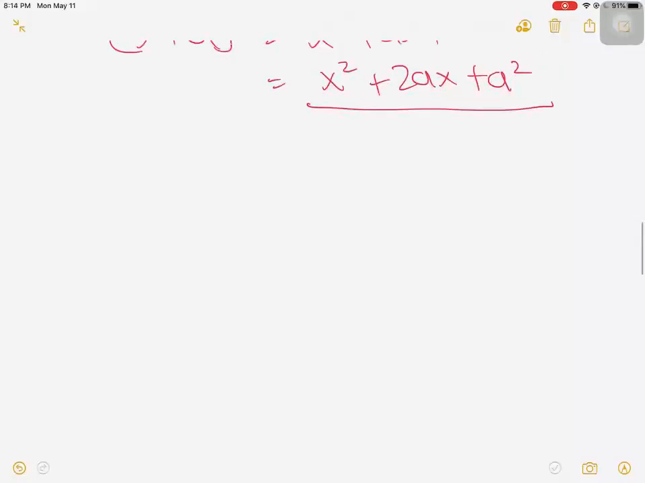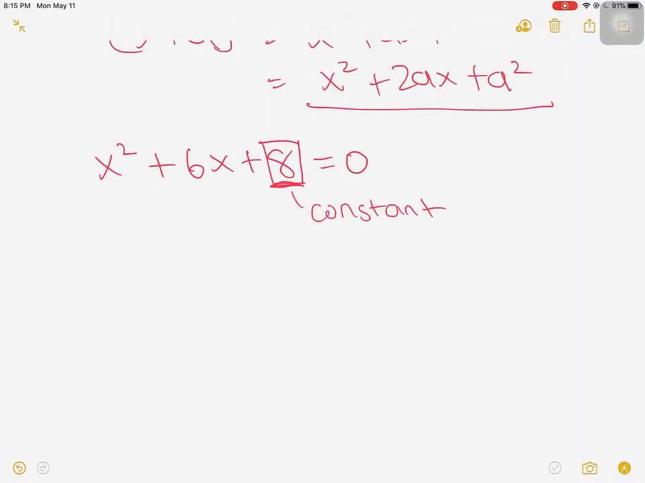So let's just use a previous example of x squared plus 6x plus 8. The first step we're always going to do is move all the constants to one side. The constants are all the numbers without an x attached to them. So we want to move them to this side. So we basically have x squared plus 6x is equal to negative 8.